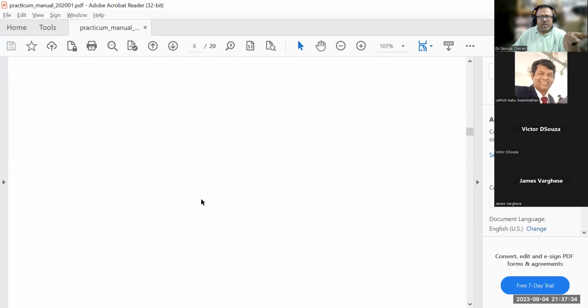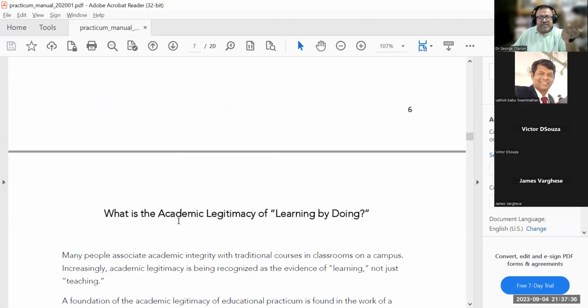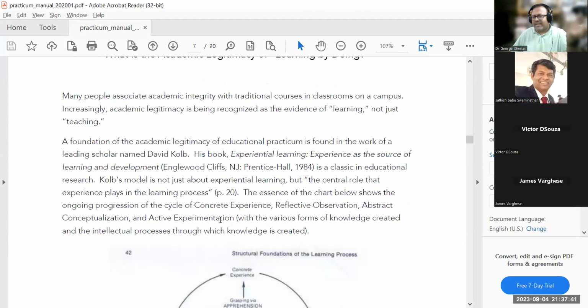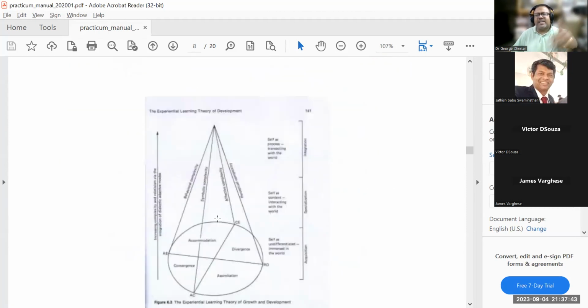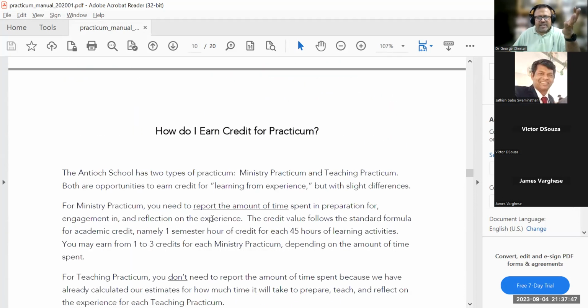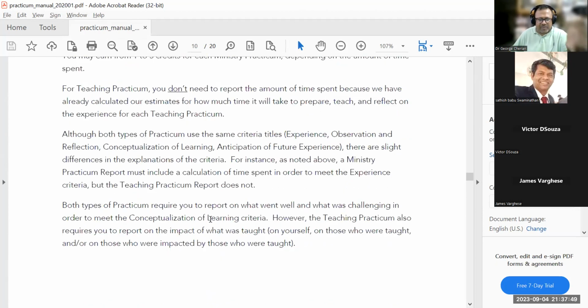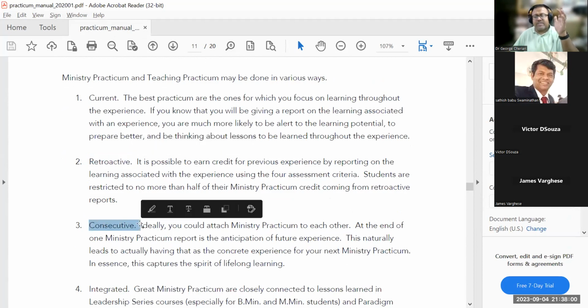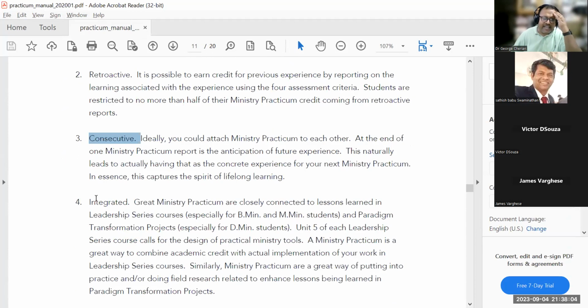Now, when you go to this, there is the philosophy. It is a little heavy. If you like reading it, it's very good content. You can read it. Otherwise, you can just skip it. Where did they get the philosophy for this? What is more important for you is, how do I earn a credit? They explain how you get the credit. How does it work? What kind of ministry will you take? Something that you're doing currently, something you've done in the past, something that you have done consecutively. That is, you did the same thing repeated next year or 6 months later, integrated.